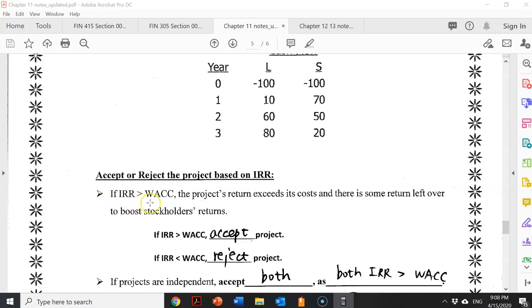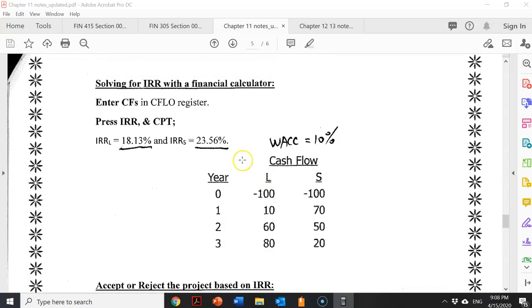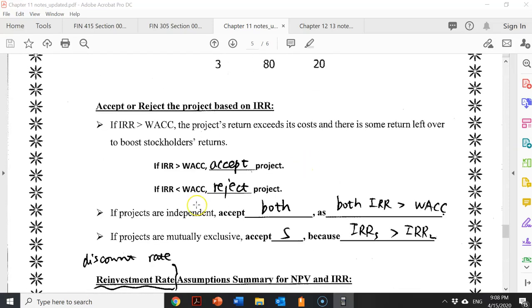If IRR is larger than WACC, the project's return exceeds its costs, and there is some return left over to boost stockholders' returns. So if IRR is larger than WACC, we should accept the project. If IRR is smaller than WACC, we should reject the project. Here we can see that both projects have a higher IRR compared to our WACC. So we should accept both of them if they're independent from each other, because both IRRs are larger than WACC.